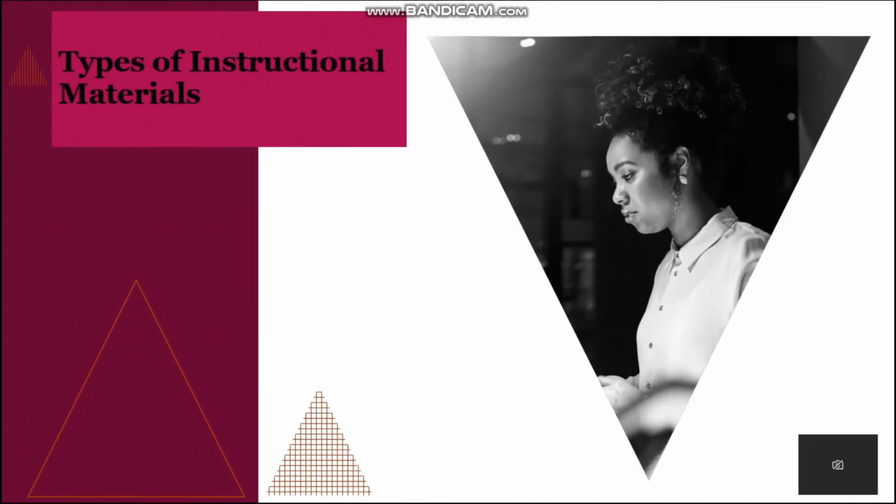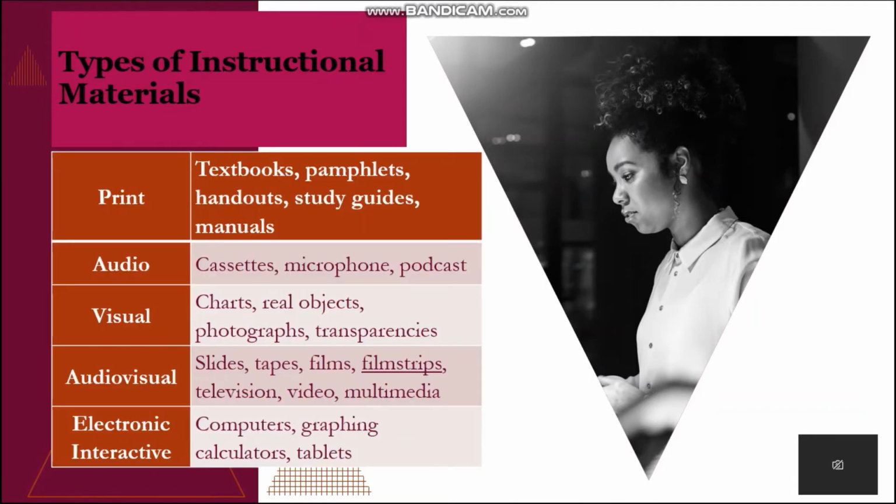Let us continue. Now, let's talk about these instructional materials. We can categorize instructional materials into five. We have print, audiovisual, and electronic interactive. Under print, we have textbooks, pamphlets, handouts, study guides, and manuals.